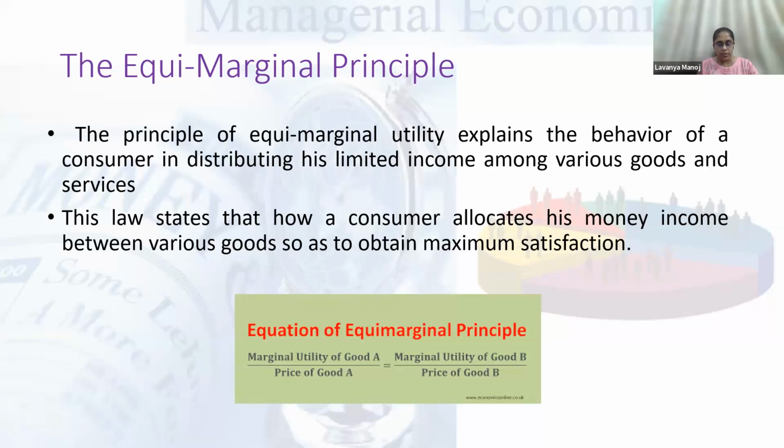So there is a small formula for this. Marginal utility of good A divided by price of good A is equal to marginal utility of good B divided by price of good B. That is, the marginal utility per unit price of one good equals that of another good. So this principle represents that the capital has to be equally shared among all the factors.